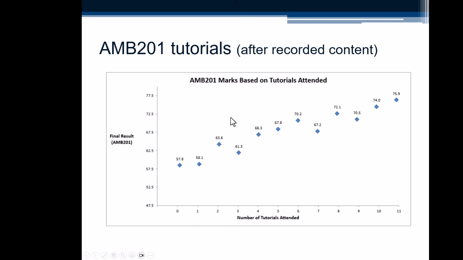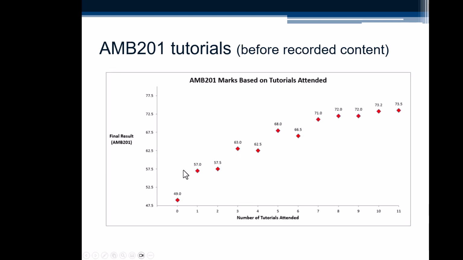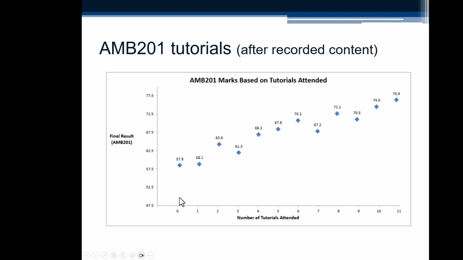Once we've provided that recorded content, suddenly students who haven't been attending tutorials are performing more highly. So here the average score for students attending no tutorials moves from this fail range up to a passing range, where the average now becomes 57, almost 58%. So what that would suggest is, yes, we still have this positive relationship between tutorial attendance and performance, but clearly other things are at play in that these students who aren't attending tutorials are now also performing better.